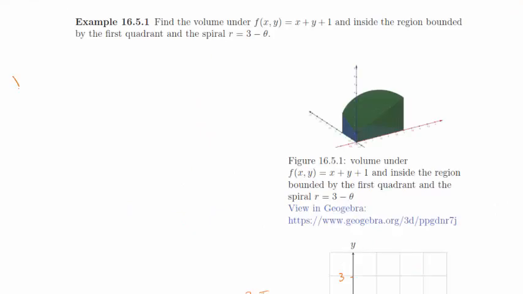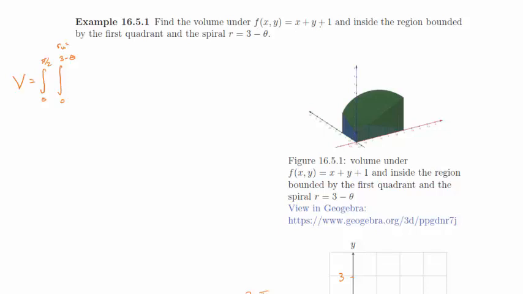So the volume is going to equal the integral from theta is 0 to pi over 2, and my radiuses are now going from 0 to 3 minus theta. So this is the new thing that we're dealing with. Our radius is not going from 0 to another constant or from a constant to a constant. It's going to an expression in theta. So this is my upper bound on r.